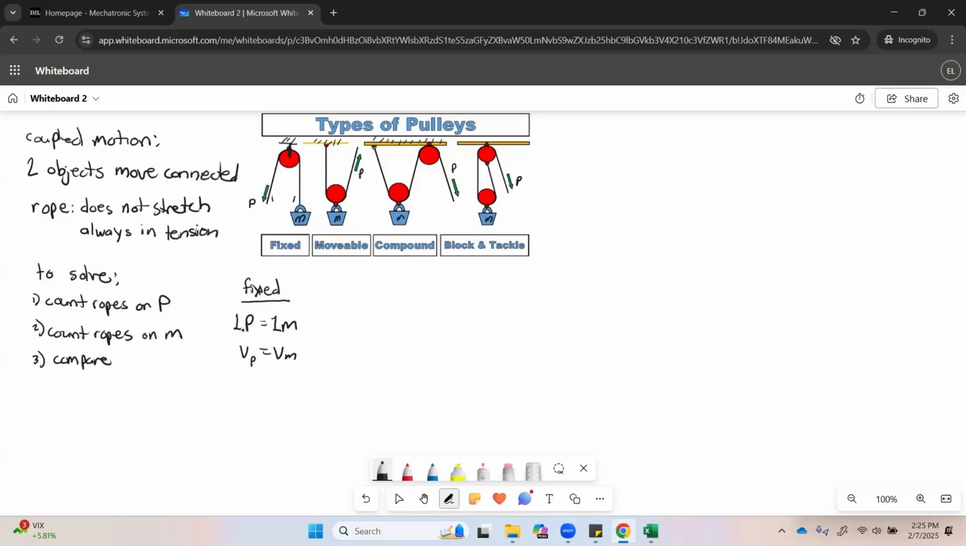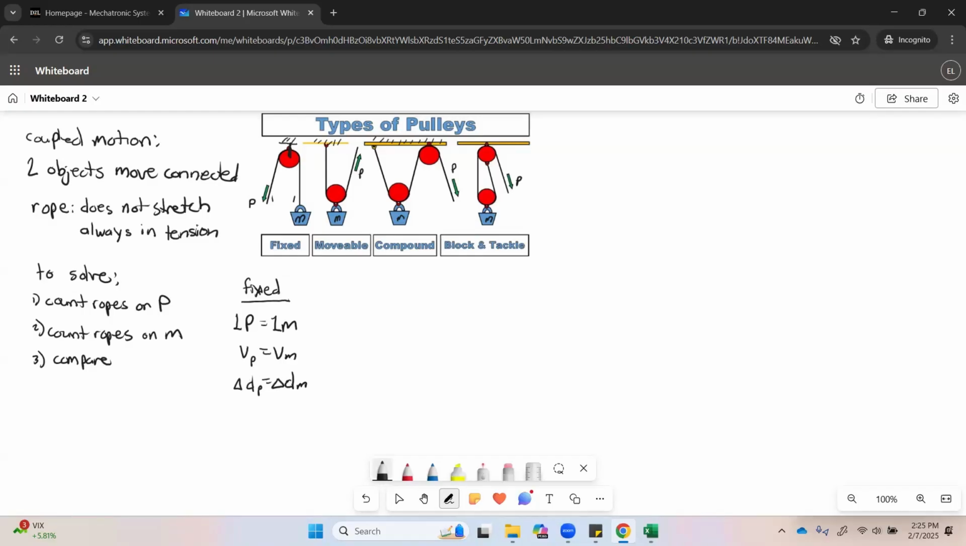They're going in opposite directions. But really for direction, just know the direction, is it going up or down? VP equals VM for the speed. So however fast or however far somebody pulls that P, that's the same distance or speed that M is going to move. So if VP equals VM, then we can also say that the change in distance for P equals the change in distance for the mass.